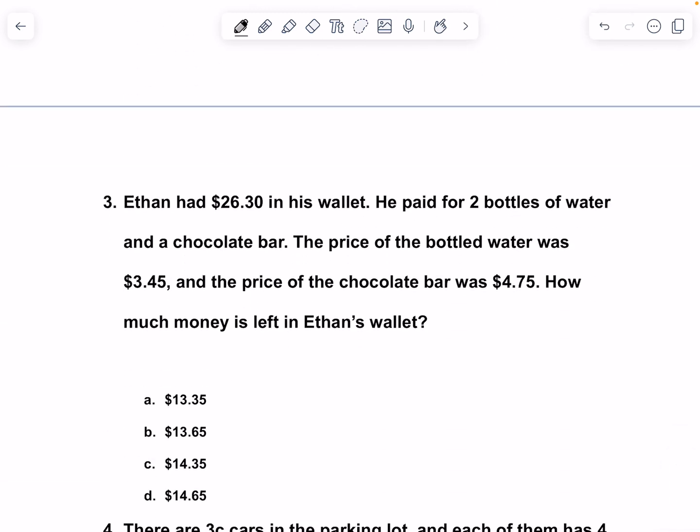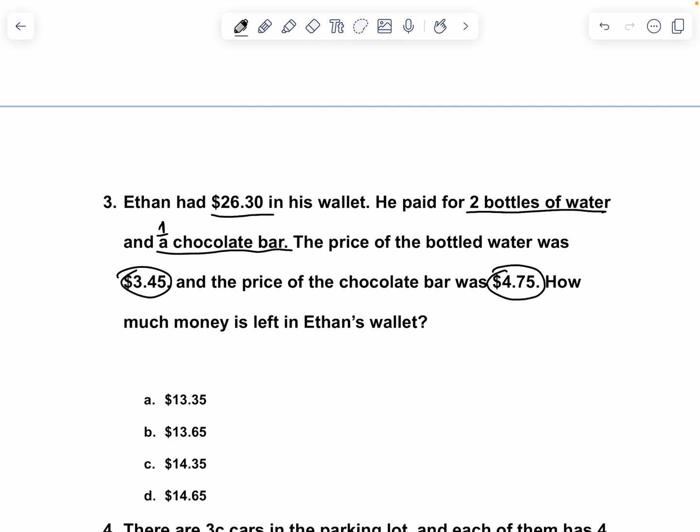Okay, number 3 says Ethan had $26.30 in his wallet. He paid for 2 bottles of water and 1 chocolate bar. The price of a bottle of water was $3.45, and the price of a chocolate bar is $4.75. How much money is left in Ethan's wallet?